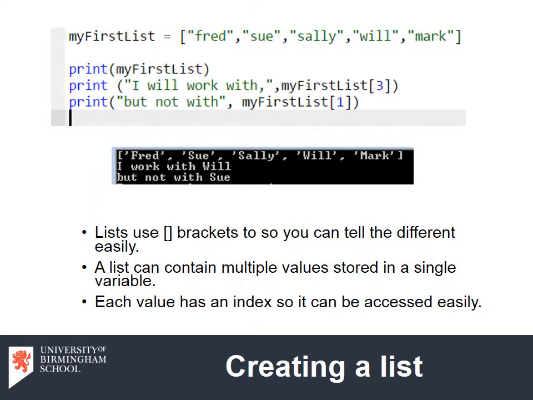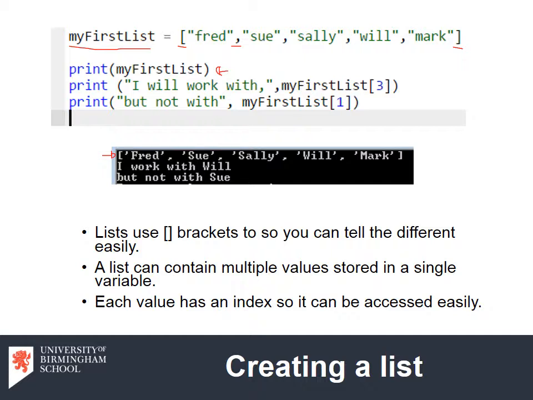So let's look at a list initially. My first list has a number of items inside it. I've got Fred, Sue, Sally, Will, Mark. They're separated by commas, and notice that I've included them inside these square brackets. Now lists are a way of storing more than one value inside a single variable. So when I print them out like this, it will print out just literally exactly as you wrote it.